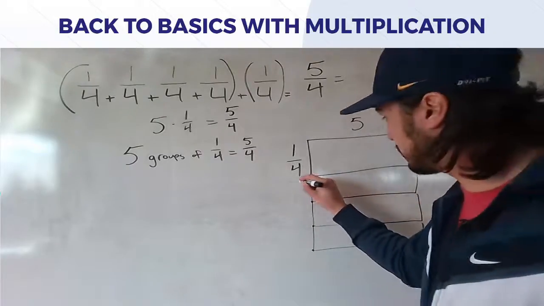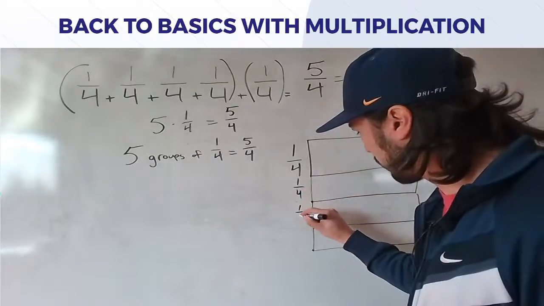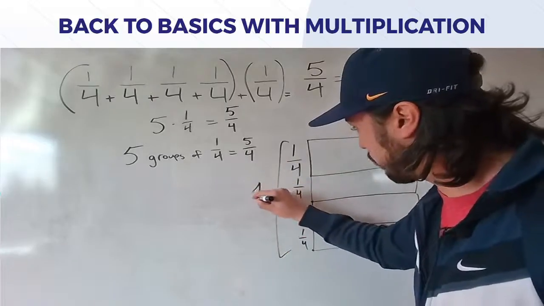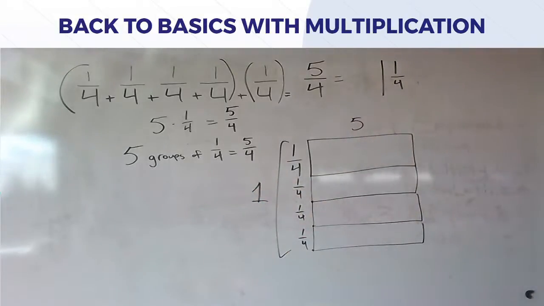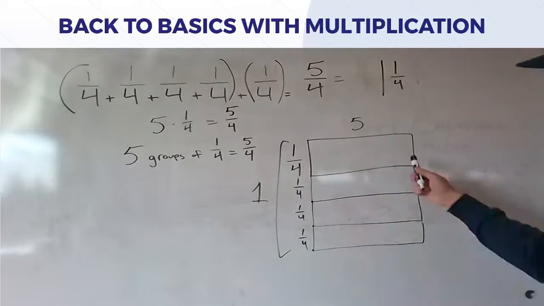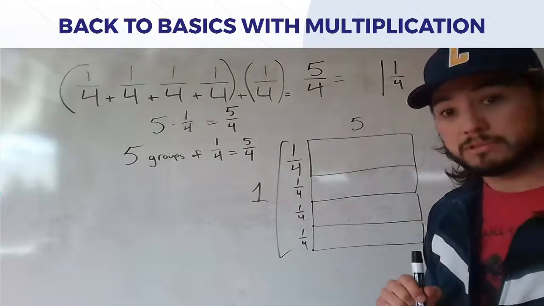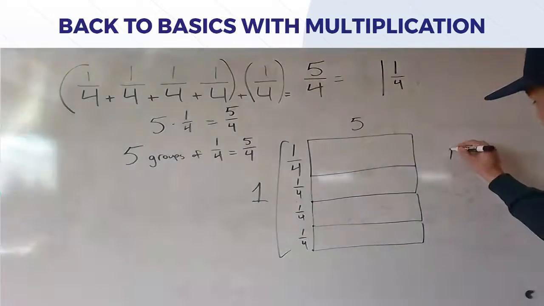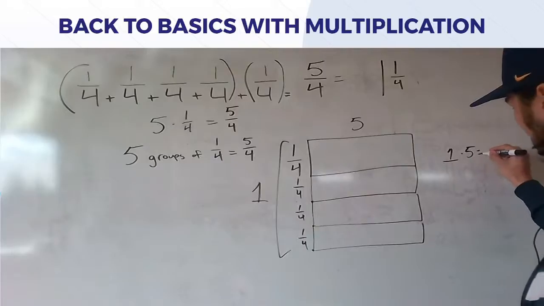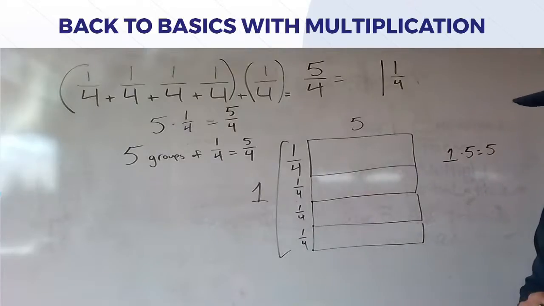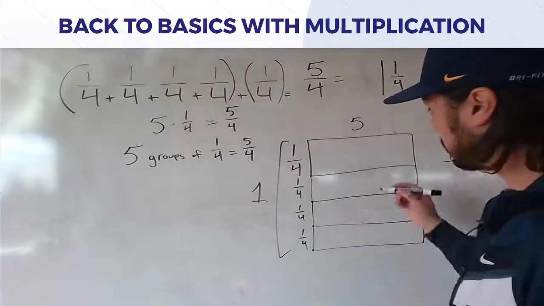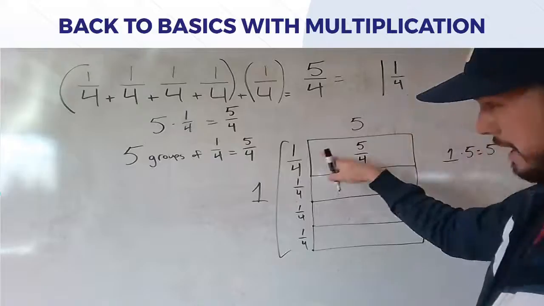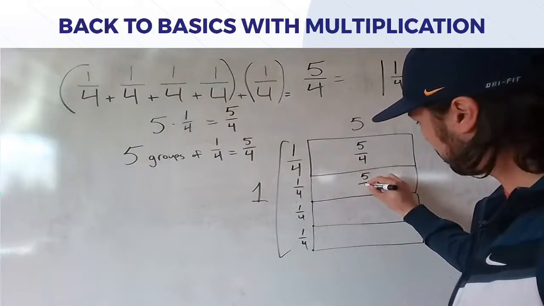Okay, each one of these is 1/4, and this whole thing has a length of 1. So if we have a 1/5 rectangle, our area is going to be what? 1 times 5 equals 5. Right? So, in theory, if this is correct, each one of these, because it's 5 times 1/4, will be 5/4.